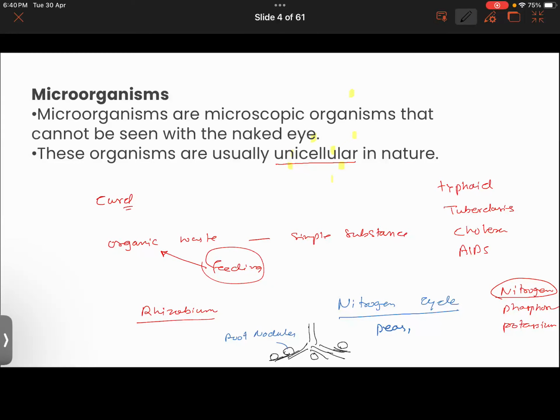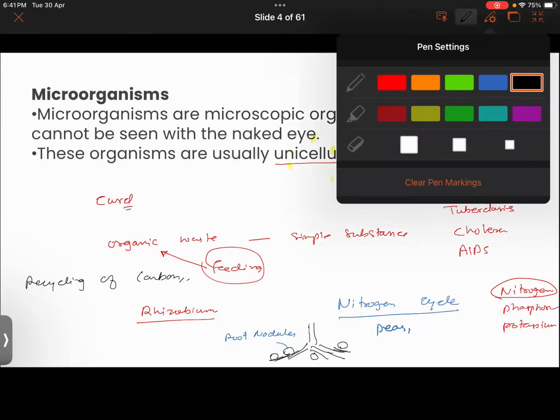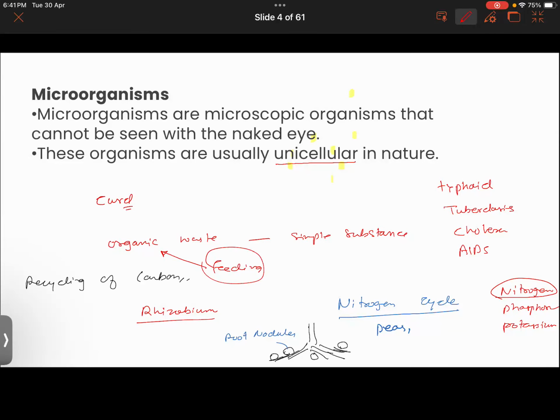So not only do bacteria help us in the manufacture of alcohol, vinegar, cakes, pastries, and antibiotics, but they also help in the nitrogen cycle. They also help in recycling carbon. You know that we humans are also made up of different kinds of compounds. Our body also consists of carbon. You guys understand?